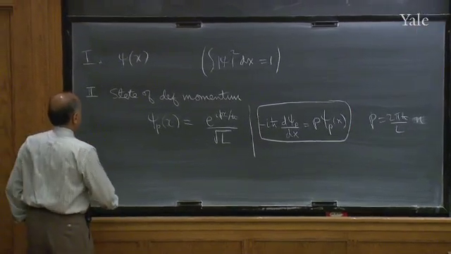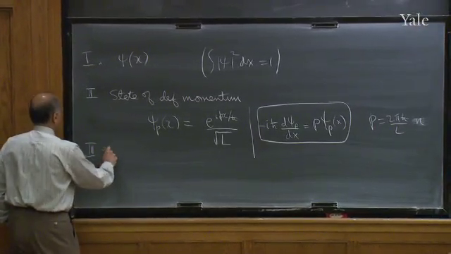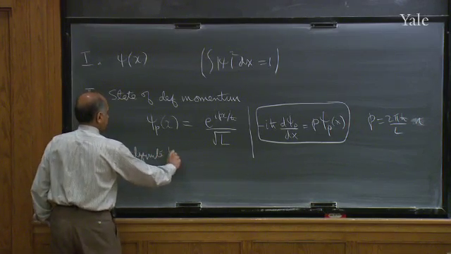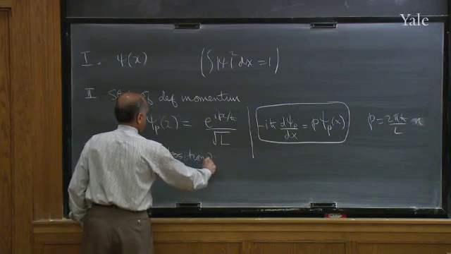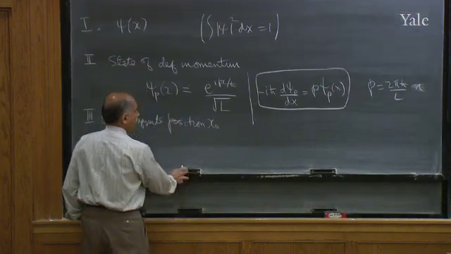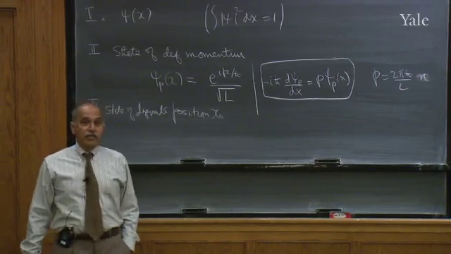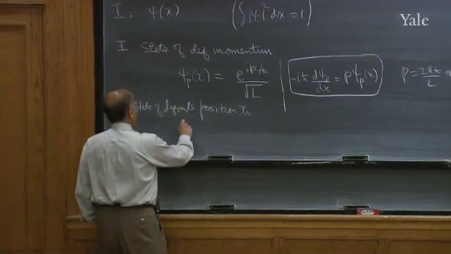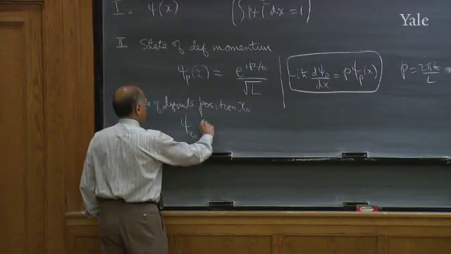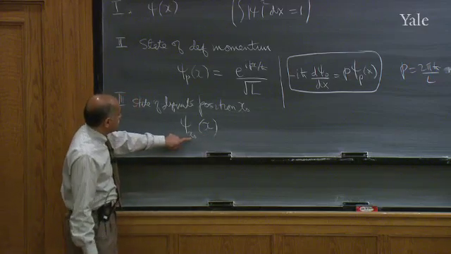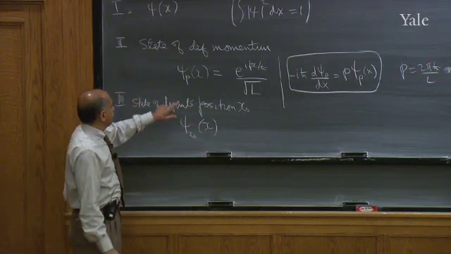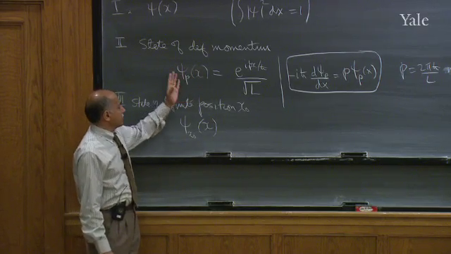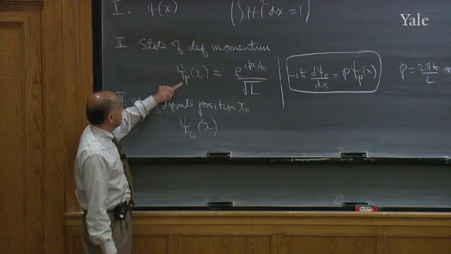The third postulate is about a state of definite position x naught. Namely, if you want to describe a particle which is guaranteed to be at x naught, what function describes that? I'm going to give the function the name psi subscript x naught. You have to be very clear on what this x naught is and what x is. Okay? This p is a label that says something about the wave function. This is a function of x, so x varies from minus to plus infinity. This is a label for the state.